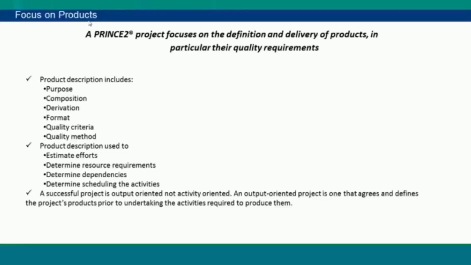Okay, so product description we will discuss in a future slide. We will discuss it in processing. So a successful project is output oriented, not activity oriented. An output oriented project is one that agrees and defines the project product prior to undertaking the activities required to produce them. So here we are focusing on the quality.